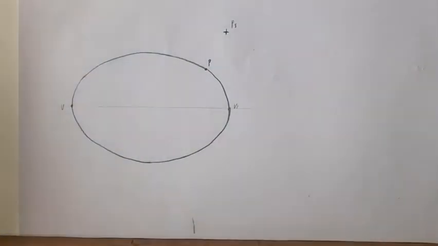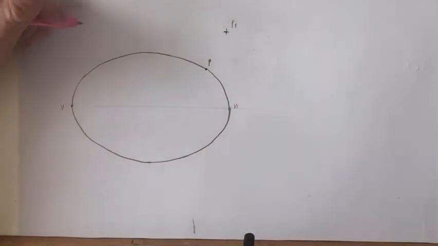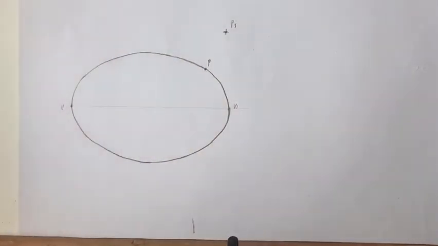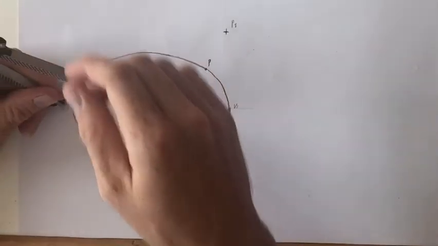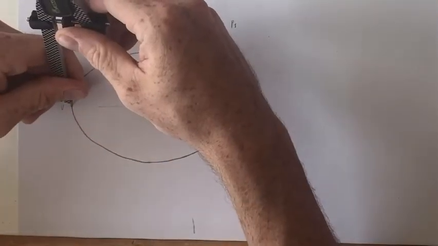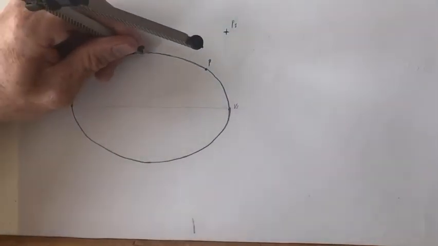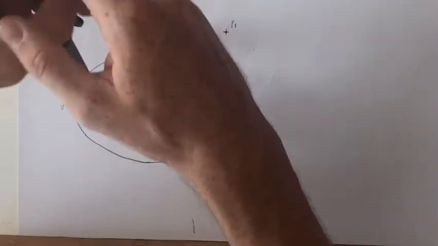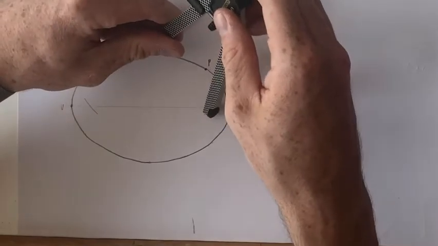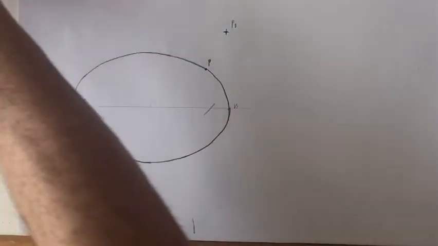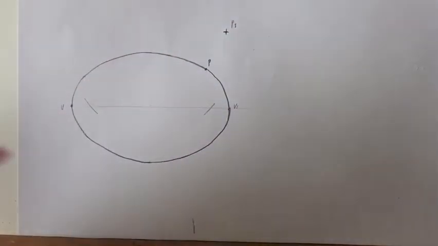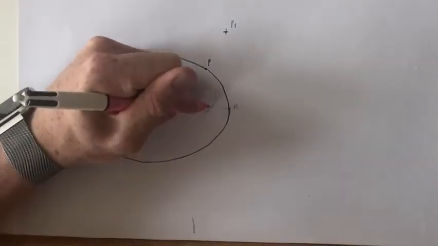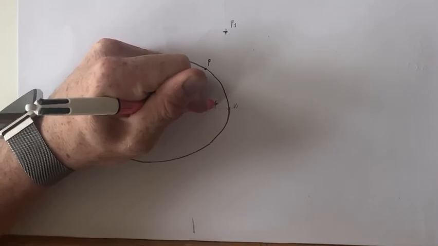So the first thing we need to do here is find the focal points. In order to find the focal points, we need to go half the length of our major axis from the top of our minor axis and swing an arc onto the major axis on both sides, and this will locate F1 and F2. So there's F1 and there's F2.